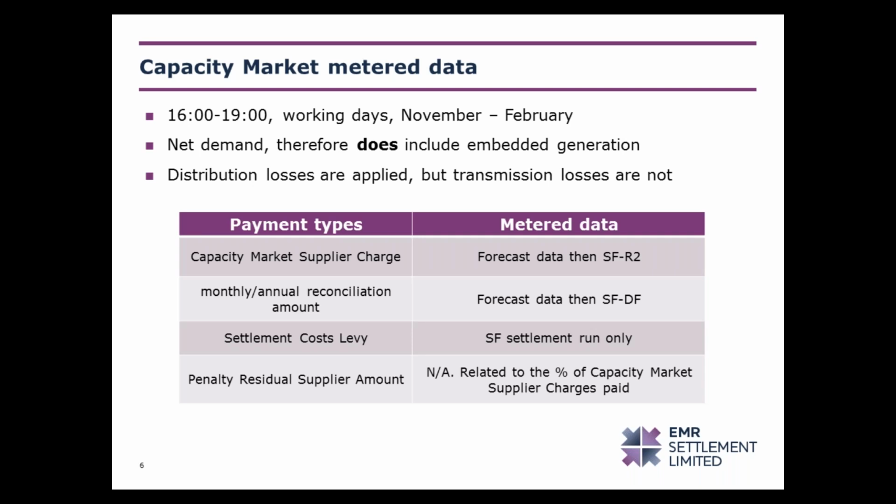Those are the general principles, but looking at the 4 payments in the table, you can see that there are differences in which BSC data runs are used. The capacity market supplier charge, which I will just refer to as the supplier charge for the purposes of this webinar, and the reconciliation amount, they both start by using forecast data for the period of high demand. And then the supplier charge uses up to the R2 run, whereas reconciliation can take into account the dispute run.